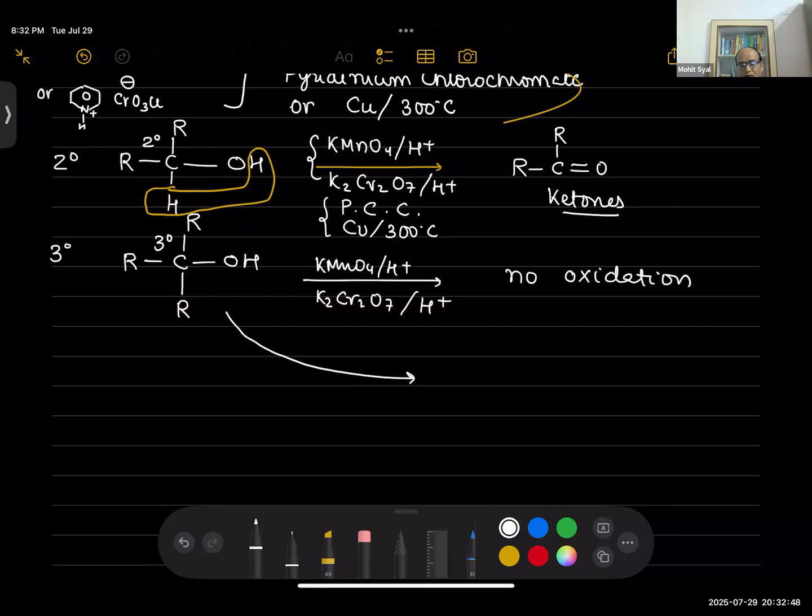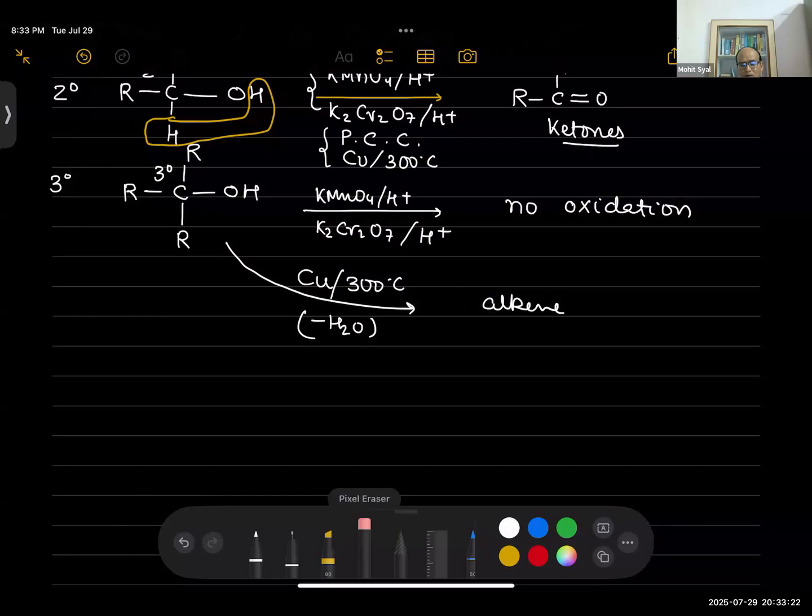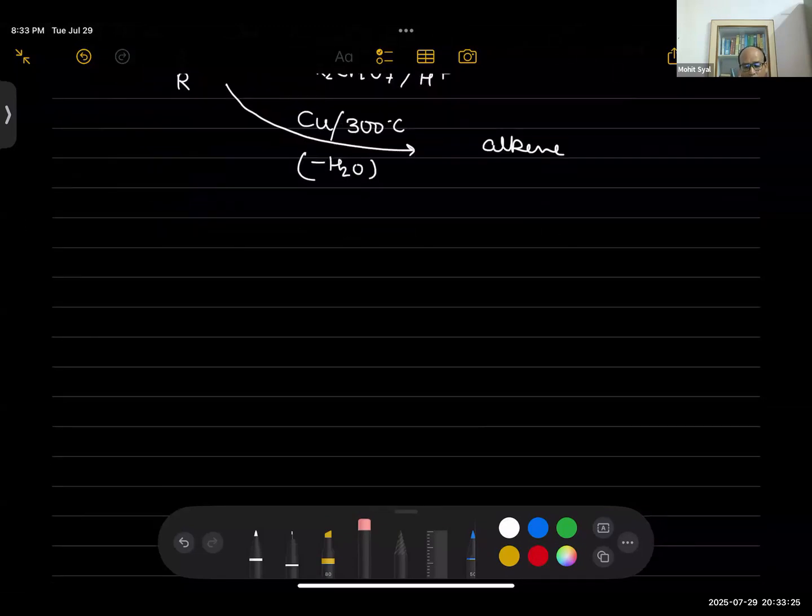So tertiary alcohols do not get oxidized. Suppose you heat them with copper at 300 degrees, they will not get oxidized. Water will be removed, which is not an oxidation. You will get an alkene. Got it? Any doubts in the oxidation? You can use CrO3, PCC, copper at 300 degrees, right? So let's do some questions for the conversion.